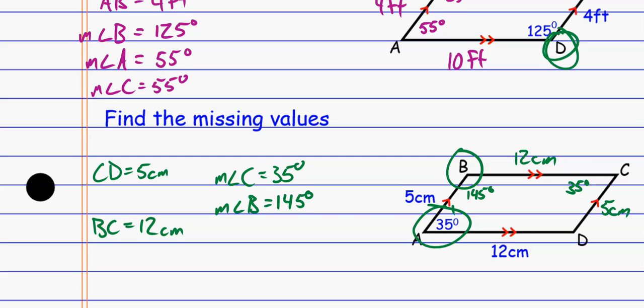And now from here, I could look at A and D, which are supplementary because they're consecutive. Or I could say, hey, B and D are opposite angles. So D has to also be 145 degrees. Okay? So the definition for parallelograms is that opposite sides are parallel, but the special properties are that opposite sides are congruent, opposite angles are congruent, and consecutive angles are supplementary.